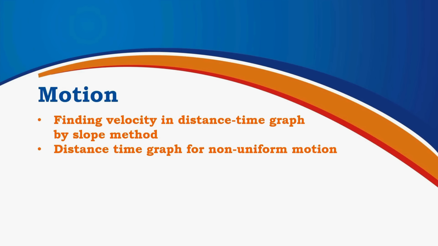Now let us move ahead in the chapter motion. In this section, we will learn how to find velocity from a distance-time graph using the slope method. We will understand why the slope of a distance-time graph represents velocity and how it is calculated step by step. Next, we will study the distance-time graph for non-uniform motion. We will observe how the graph changes when the distance covered is not equal in equal intervals of time. By the end of this lesson, you will be able to interpret distance-time graphs and clearly distinguish between uniform and non-uniform motion.